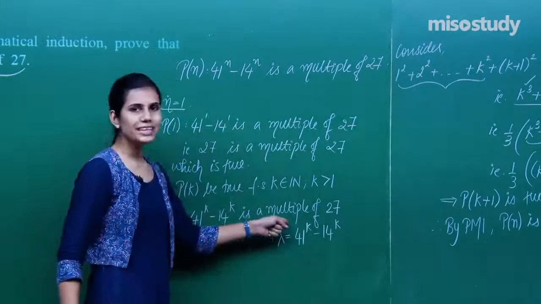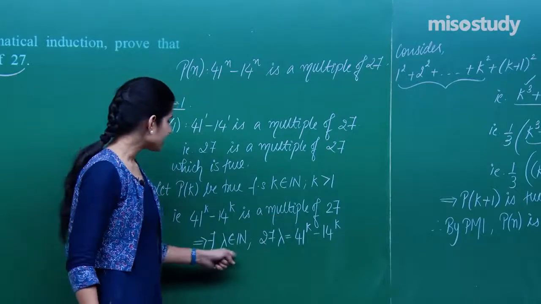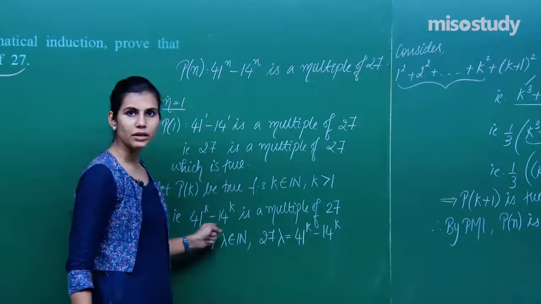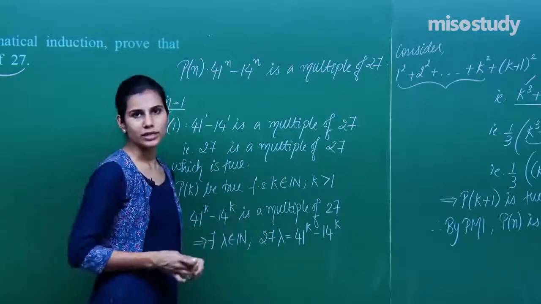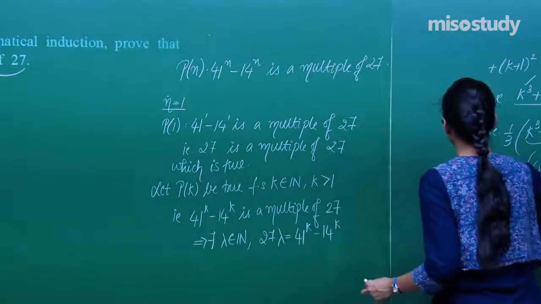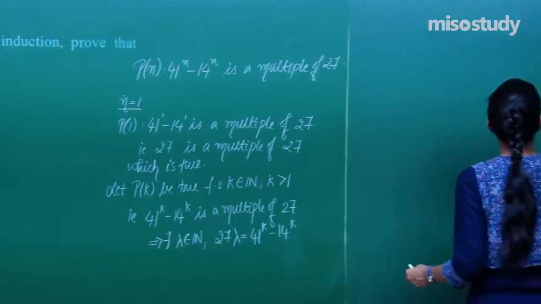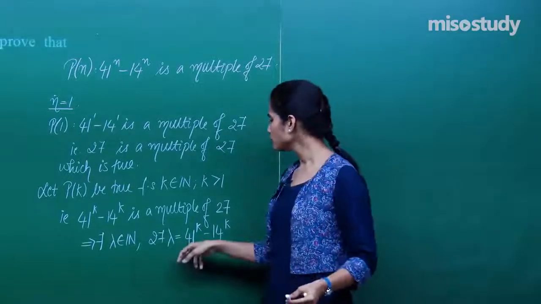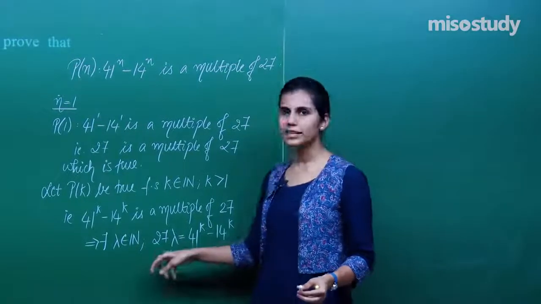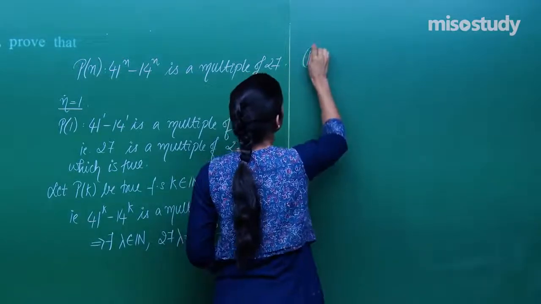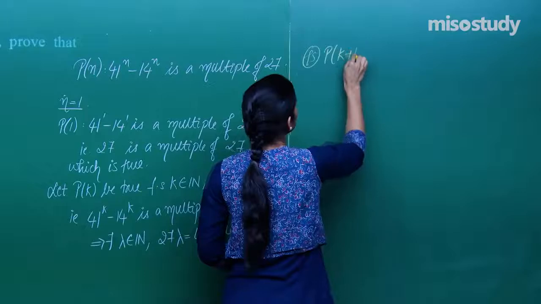I have just used the meaning of being a multiple of, that means there exists some quantity with which if I multiply 27, I get this particular number. That means this number is a multiple of 27. This is something that I have with me. Let Pk be true, that means Pk is holding true. That means yes, there exists some lambda for which 41 to the power k minus 14 to the power k can be written as 27 lambda. Using this, I need to show Pk plus 1 is true.